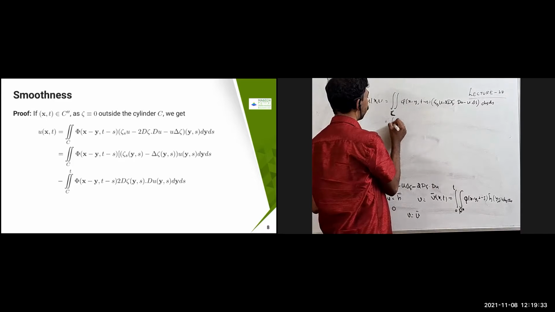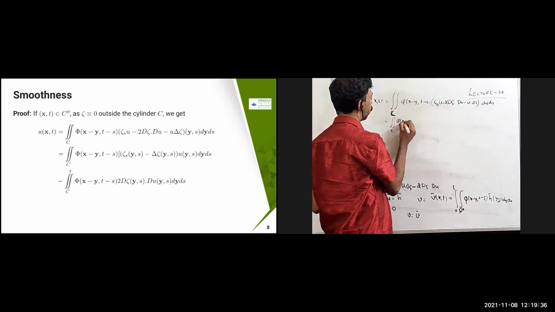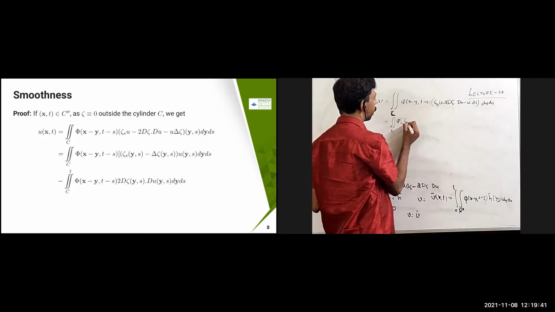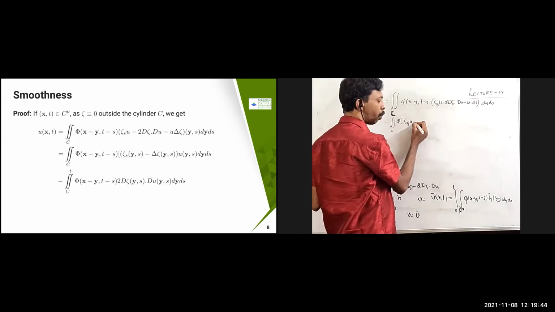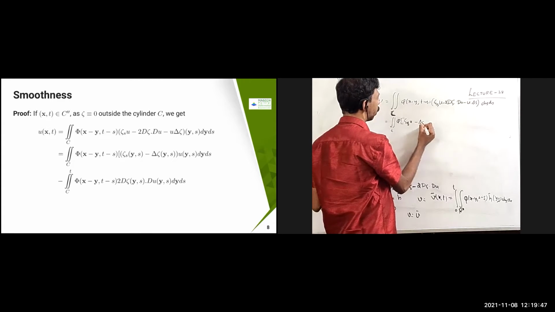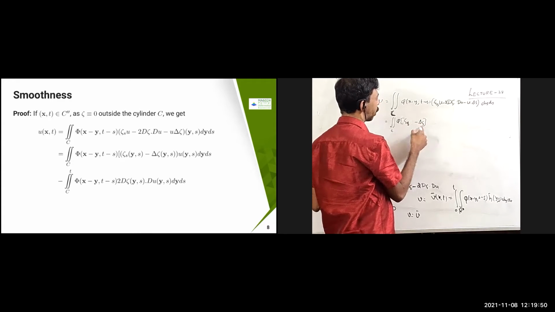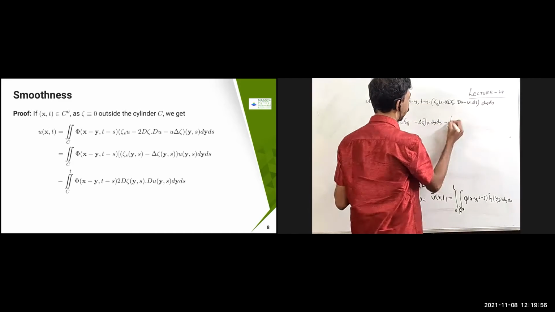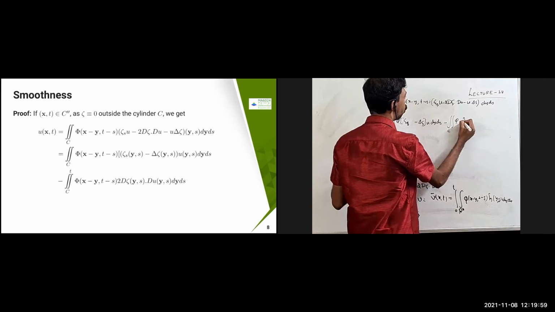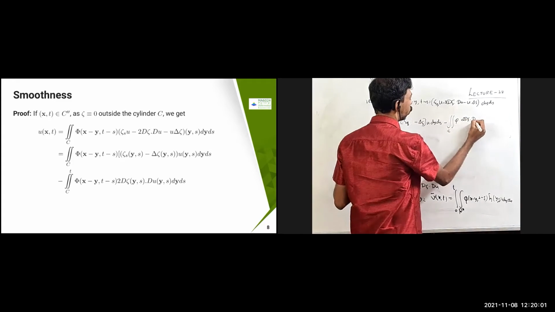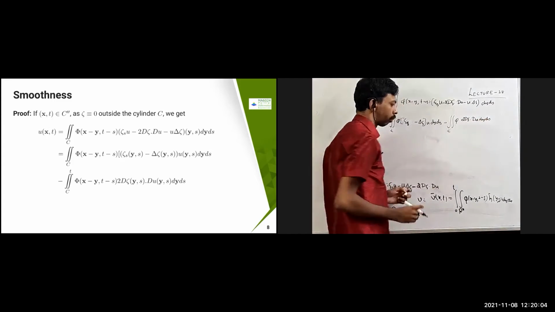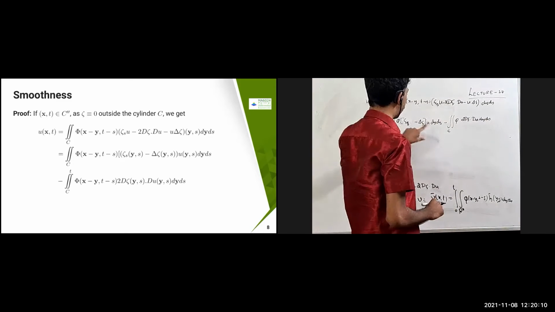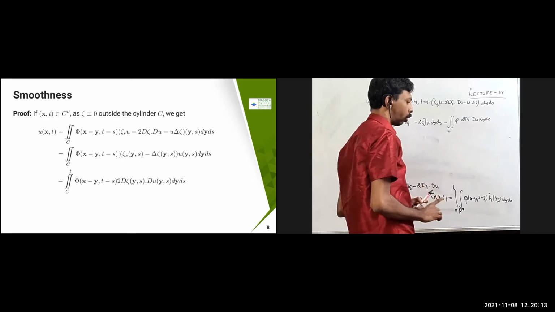One is the integral over C of pi of x minus y comma t minus s, into chi_s u minus del psi, taking u out, chi_s minus del psi into u, dy ds. Minus the integral over C of pi, 2 del psi du, dy ds. So pi means pi of x minus y comma t minus s, and u means u of y comma s. So that is going to be there.